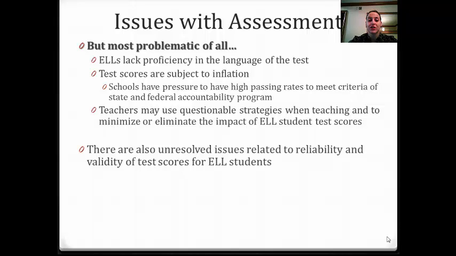Test scores are subject to inflation. So as we saw from that excerpt that I just went over, schools have pressure to have high passing rates to meet the criteria of the state and federal accountability programs, and also to get funding that way, right? Their funding is cut when their students don't do well on the tests. And so the scores are going to inflate because teachers are going to be using questionable strategies to try and get students to do well on the test, right? Teaching to the test.